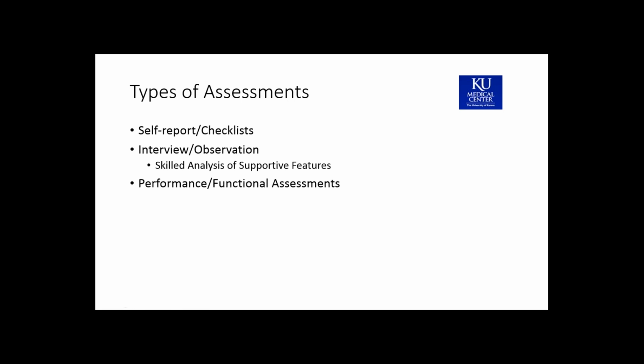So the types of assessments that I'd like to talk about today, first are self-report and checklist. So these would be things where somebody's just describing what's going on in their own space or the spaces that they're evaluating. And these checklists can be nice guides to walk through each of the rooms and say, yes, this is there, or no, this is not. And interview and observation may be with a professional, as well as performance and functional assessments.